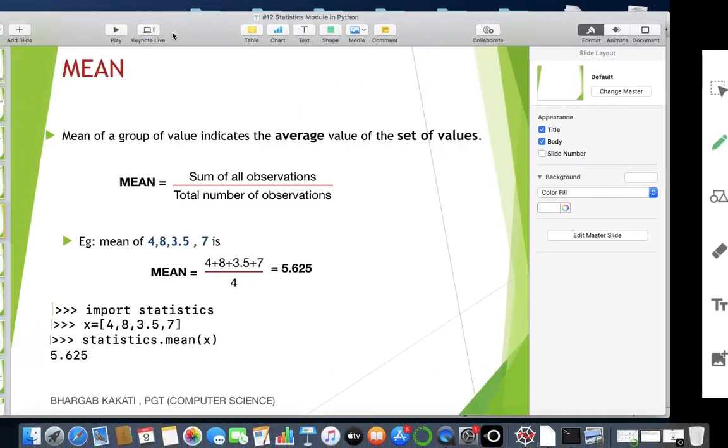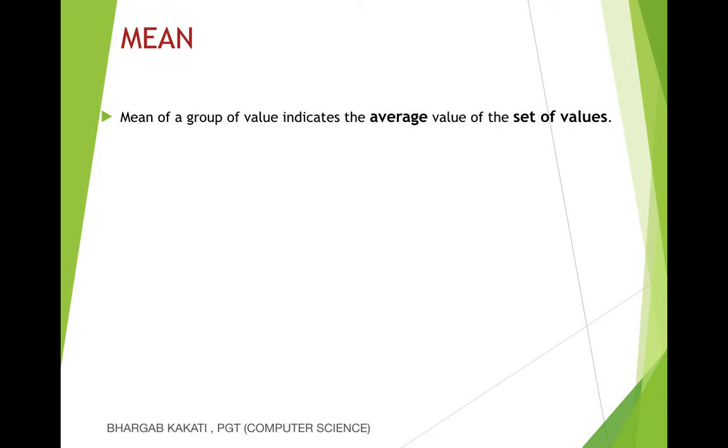But before that, let's go to the mathematical calculation part. So, what is mean? The mean of a group of values indicates the average value of the set of values. If we have a set of values and you are asked to find out the mean, it means you are asked to find out the average value. And average can be found out by the sum of all the observations divided by the total number of observations, as I discussed just now with the help of an example.